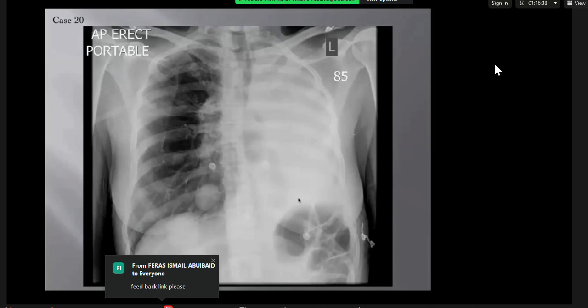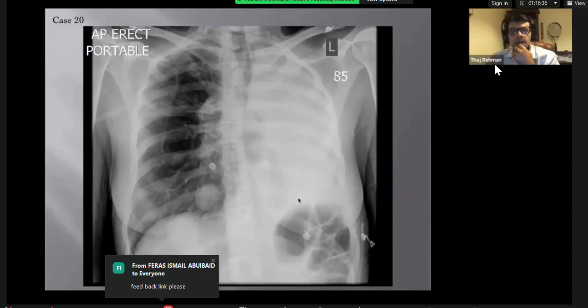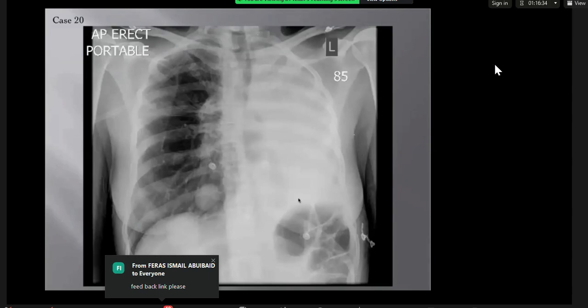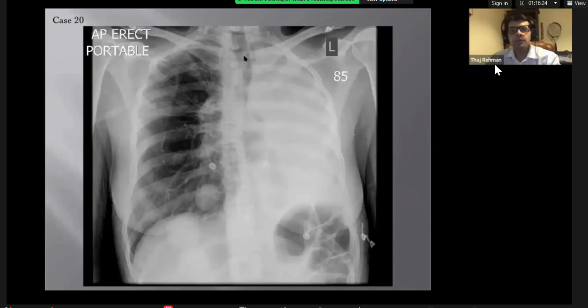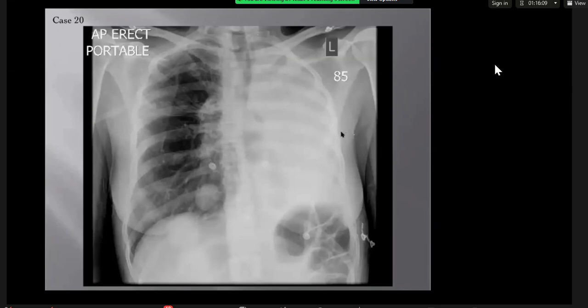Good. You are thinking in the right direction. There's also an opacity projected over the right hemidiaphragm, and also the medial aspect of the right. So what's happening here? We discussed a totally opaque hemithorax is always abnormal, and the differentials are pulmonary collapse, pulmonary agenesis, pneumonectomy, but you didn't find any clips. So this is most probably complete lung collapse.